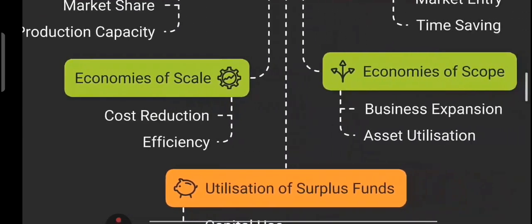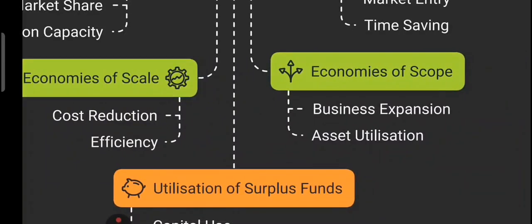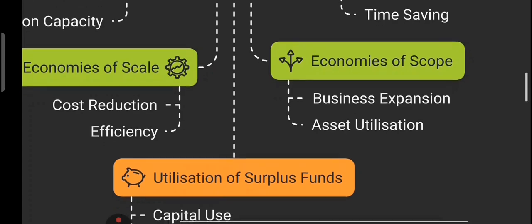Then we have economy of scope. Economies of scope help expand business offering and utilize assets more effectively across a broader base. That is called economies of scope, right? It helps expand business offering and utilize assets more effectively across a broader base.